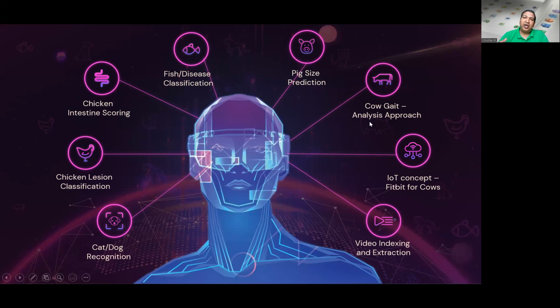The prediction based on size and weight and gait, cow gait analysis. This is really critical. This is more focused on motion analysis. And then using IoT sensors and real-time camera feeds, video indexing them, and using it in a holistic manner. So these are all the possibilities, and there are many more, I'm sure. This is just trying to give you a view of one part of using AI/ML.